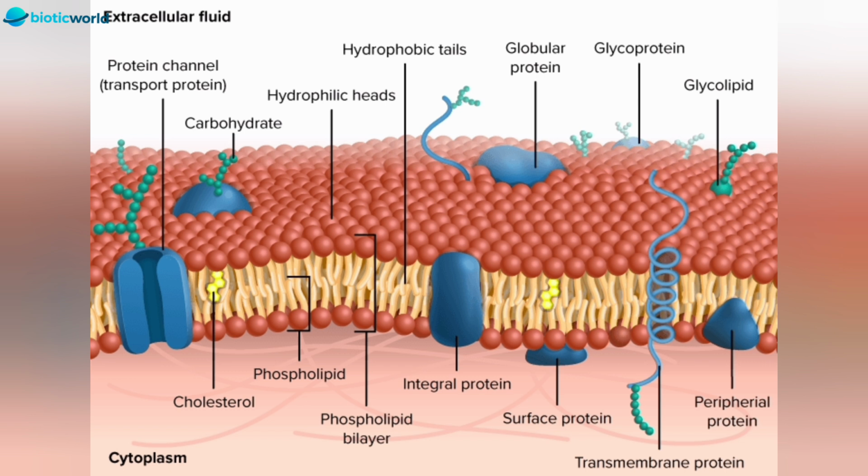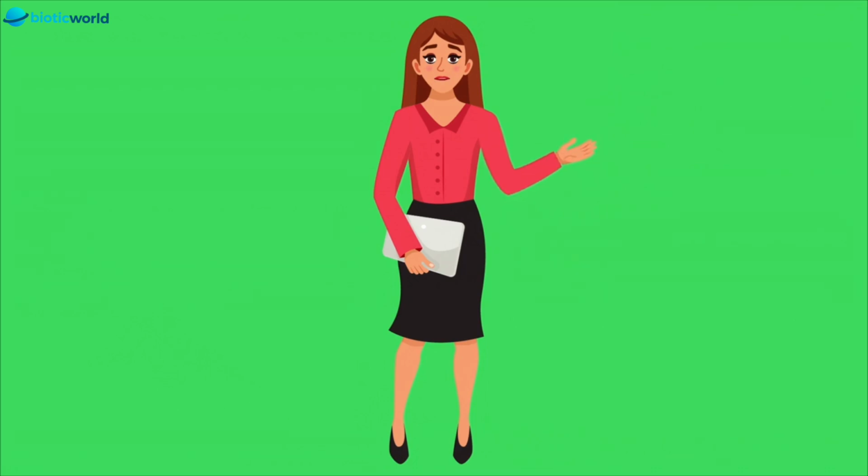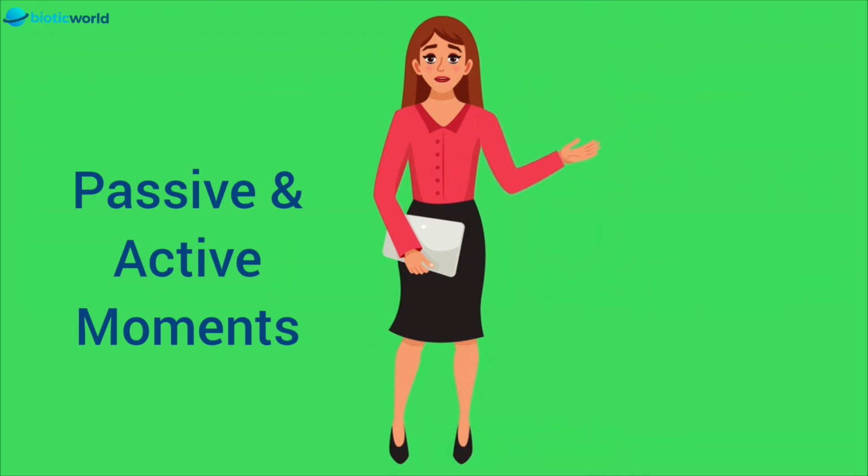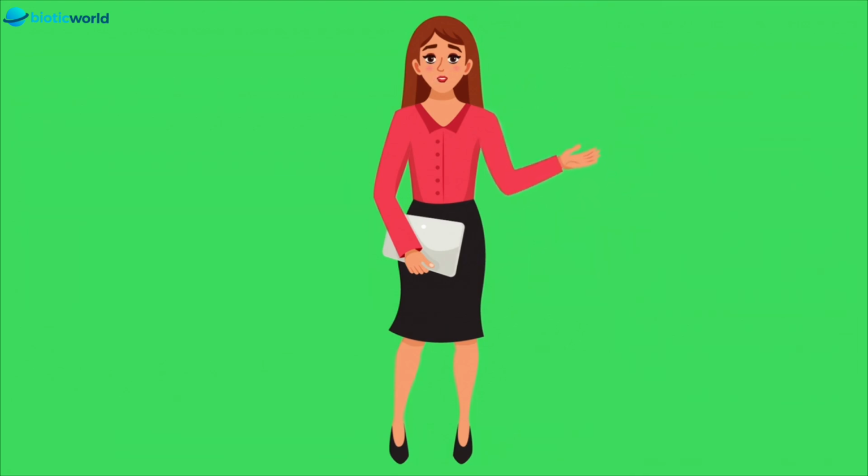One of the primary functions of the plasma membrane is its selective permeability. This means the membrane controls the entry and exit of substances, allowing only certain molecules to pass through while blocking others. The movement of substances across the membrane can be passive, no energy required, or active, requiring energy. Let's break this down in more detail.